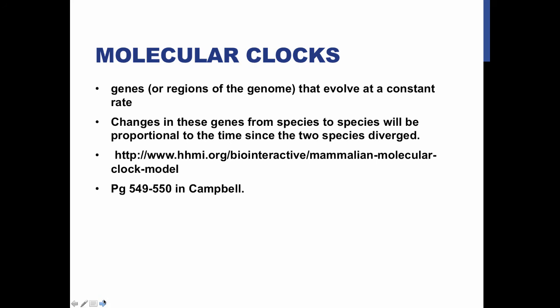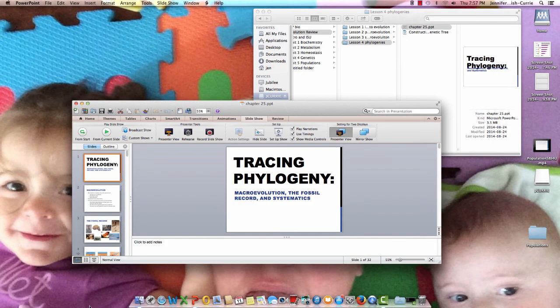We can use molecular clocks as well, because certain genes are known to evolve at a relatively constant rate over time. So we can look at changes in these genes from species to species, and the number of mutations will give you an idea of how long it's been since those species diverged. They have some limitations, though. So that is phylogeny.